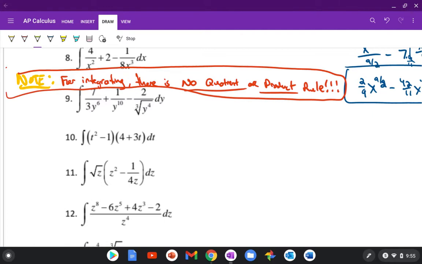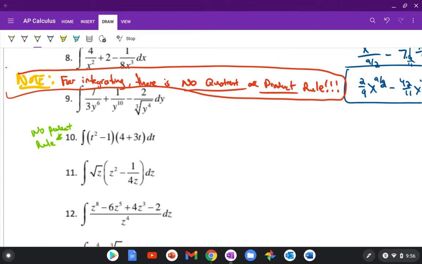Well, the unfortunate thing is there is none. It doesn't quite work in reverse the same way differentiating does, where we got these nice, easy rules that we just kind of follow step by step. Fortunately, it doesn't work out that way. Same with the product rule, like on number 10. There is no product rule for this. So we have to get a little bit creative.